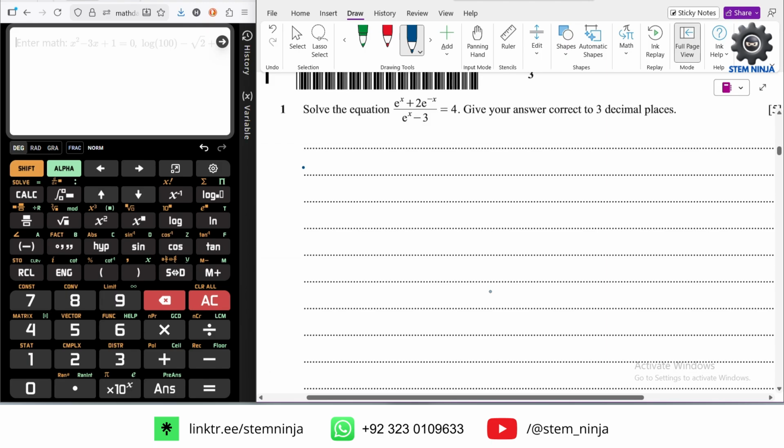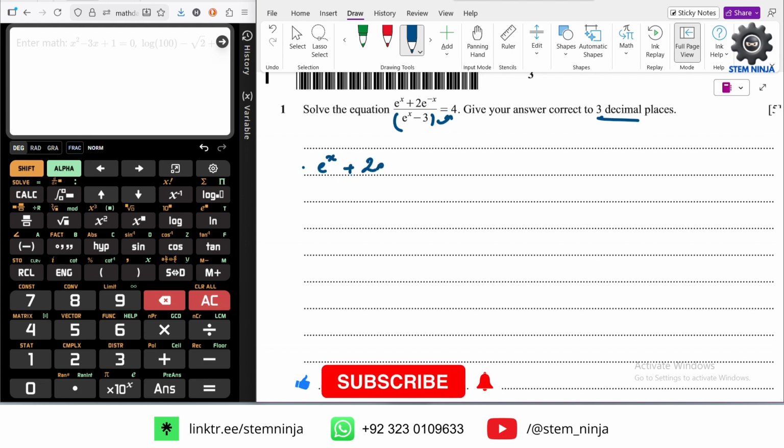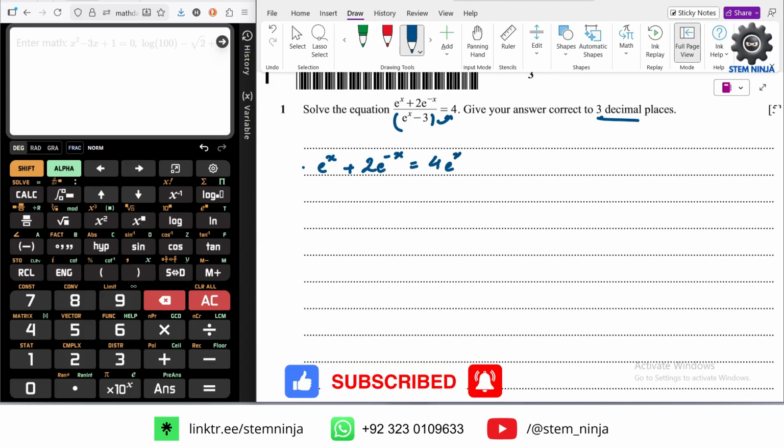Solve the equation (e^x + 2e^(-x)) / (e^x - 3) = 4. Give your answer correct to 3 decimal places. Okay, so the first thing we can do is multiply this thing on this side. This becomes e^x + 2e^(-x) = 4e^x - 12.